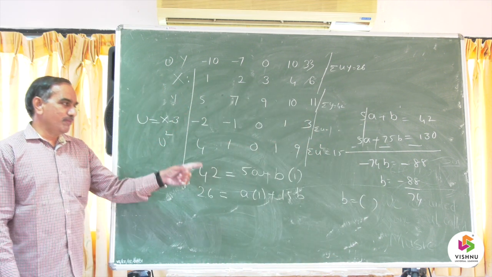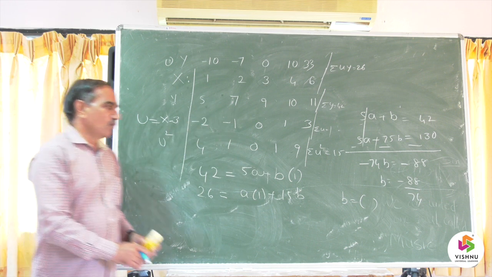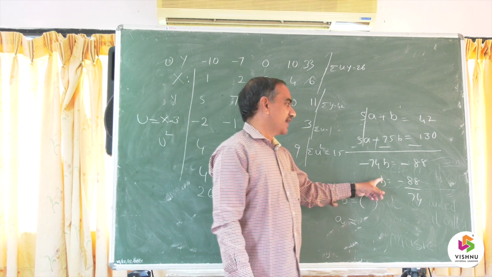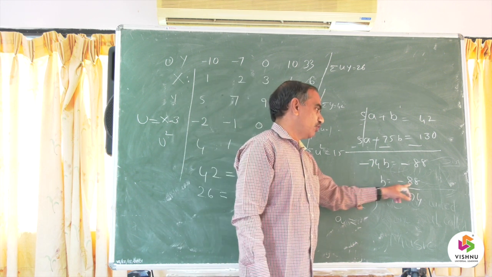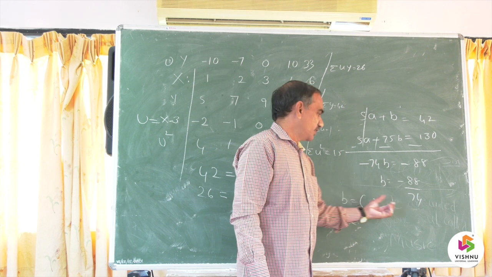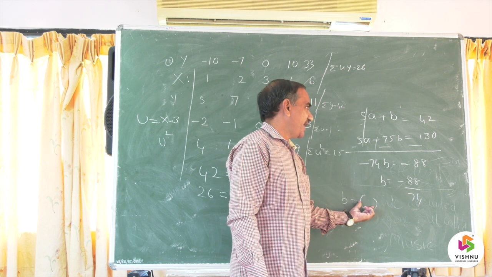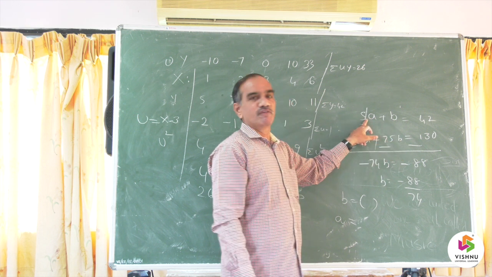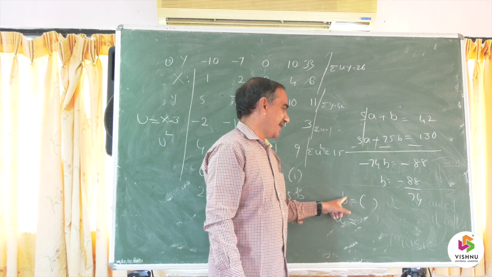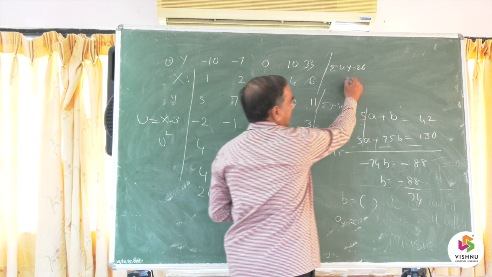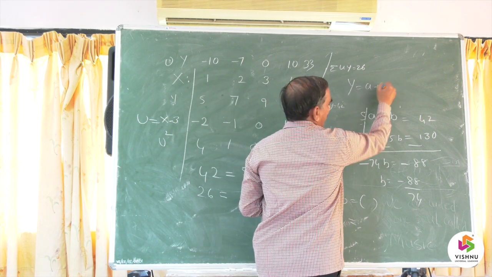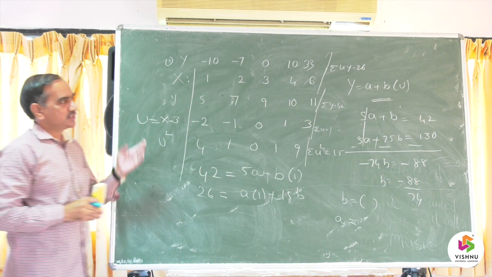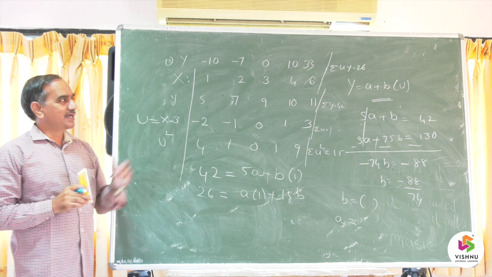By substituting the b value in one of the equations, we get the value of a. By using a calculator, we can solve the problem. B is equal to minus 88 by 74. So definitely it has some value. By substituting b either in the first equation or in the second equation, we solve the value of a. So we get a and b. By putting these values in the equation y is equal to a plus b into u, by substituting the two values, we get the required fit. So that is the best fit.